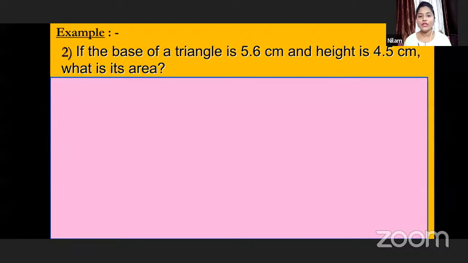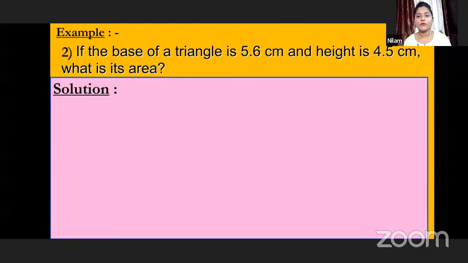So which formula we will use? We have learned two formulas. Which is the another formula that we have learned? Half into base into height. Yes, very good. Half times of base and height. So the next formula we will use, base into height. And why we will use this formula? Because in the question it is specifically given. Base and height are given in the question. So we will use the second formula.